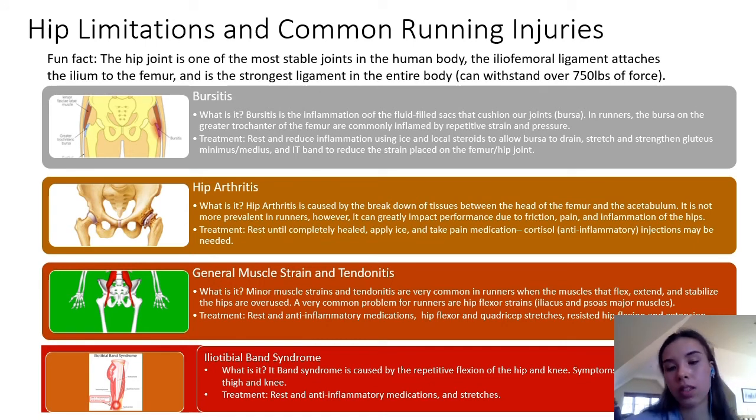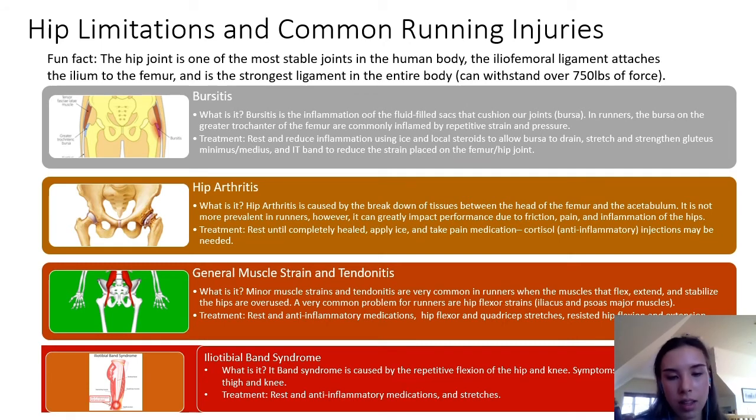And so this is a general type of injury: muscle strains and tendinitis in the hips, and this could be really any muscle that's contributing to either flexion or extension in the hip. Runners commonly have these overuse issues, and one of the most complained about muscles in runners is the hip flexor strain. So this could be, for example, the psoas major. Basically the treatment for this is rest, anti-inflammatory medication, hip flexor and quadriceps stretches, and also exercises that will strengthen your hips that include flexion and extension.